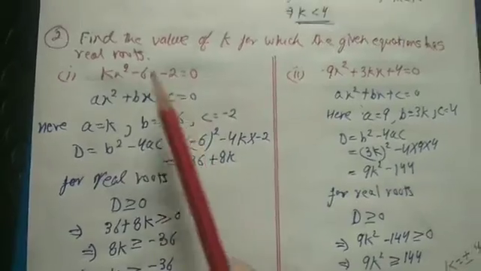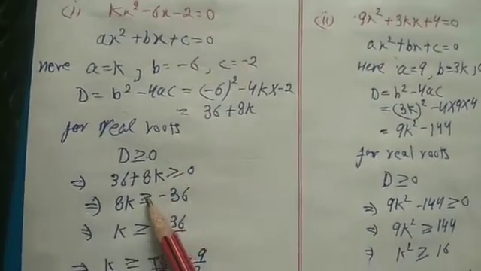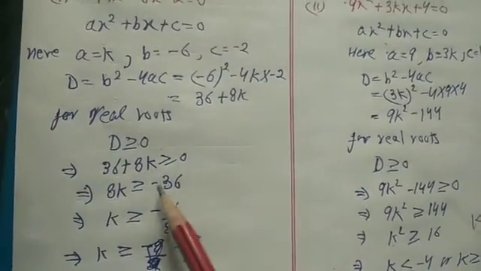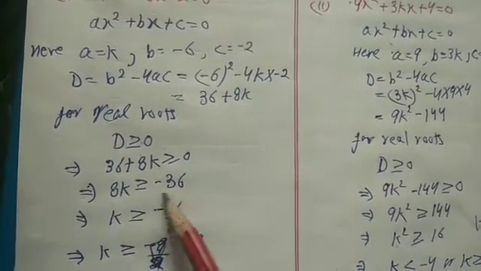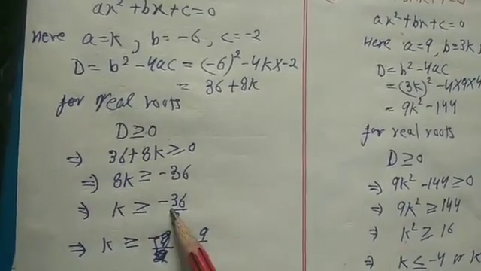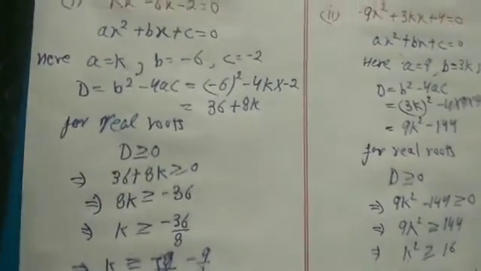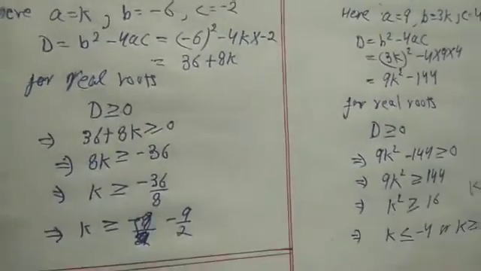As we know, the roots are real means D is greater than or equal to 0. So 36 plus 8k is greater than or equal to 0, so 8k is greater than or equal to minus 36. Just divide this by 8: k is greater than or equal to minus 36 upon 8, that is minus 9 upon 2 is the answer. That is, k is greater than or equal to minus 9 upon 2.